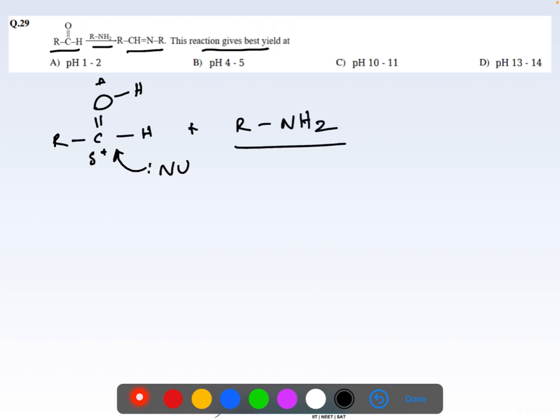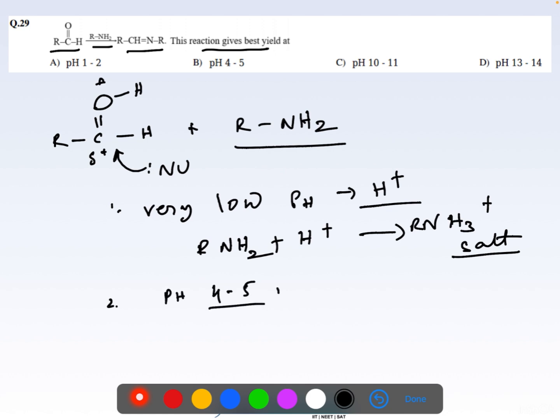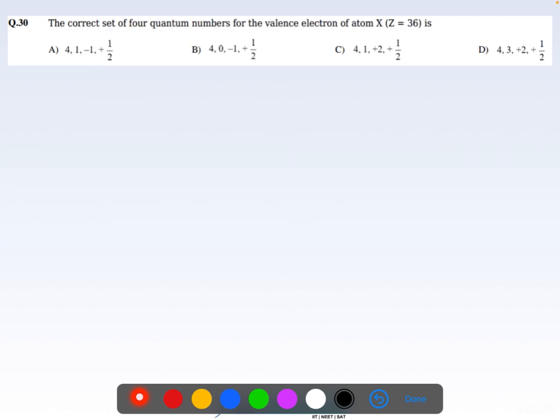If we use a very low pH, then the hydrogen ion concentration will be very high, and the amine under the acidic condition gets protonated and converts into RNH3 plus, that is a salt. To prevent this, we use a moderate pH of 4 to 5. Under this moderate pH, some amine will remain in free form, which acts as the nucleophile and gives the desired reaction. So the correct option is moderate pH 4 to 5, option B.